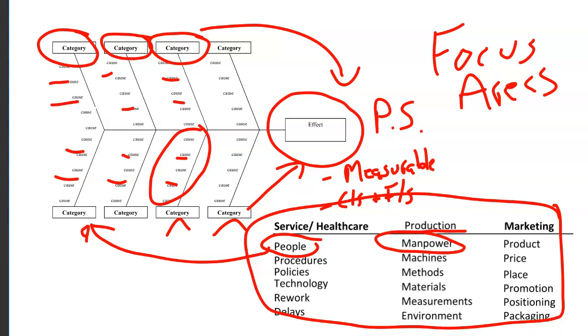here's what I like to do. I like to make the focus areas be each one of the categories. By doing that, I'm taking advantage of all of the analysis that has happened earlier in the project. So let me clean this up a little bit.